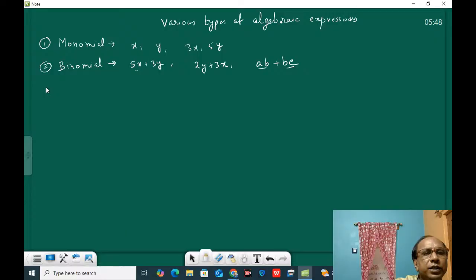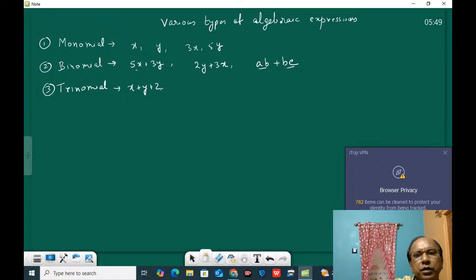And there is another, that is trinomial. Trinomial means we have three terms, that is x plus y plus z. We have three terms, 1, 2, 3. Or you can write 2x plus 3y plus 5z. An expression having three terms is known as a trinomial.